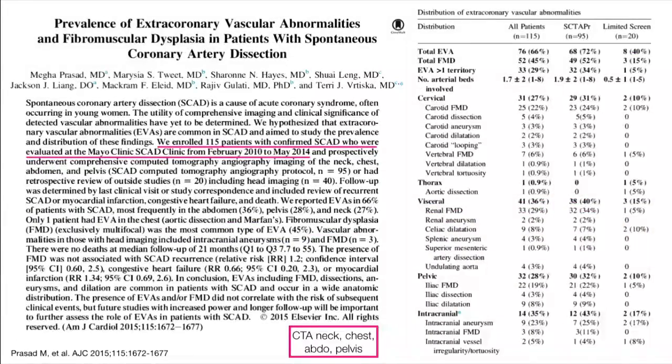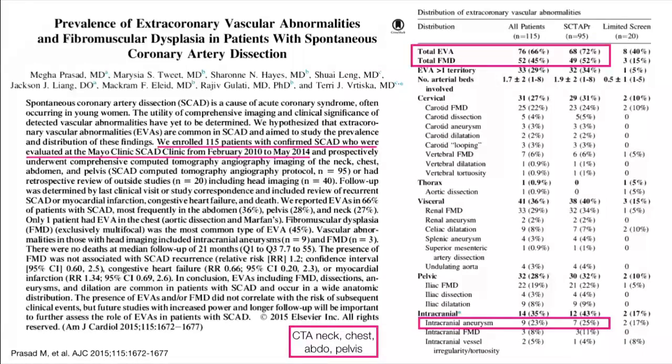Now, in a recent publication from the Mayo Clinic group, in their 115 patients who were seen at the Mayo Clinic in the past 4 years, when they screened with CT angiogram with a total body scan of the neck, chest, abdomen, and pelvis, they found extracoronary vascular abnormalities in 72% of cases in patients who had these full body screens, and 52% overall had fibromuscular dysplasia.